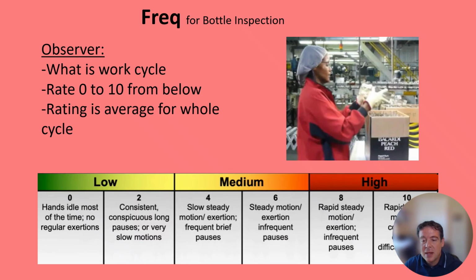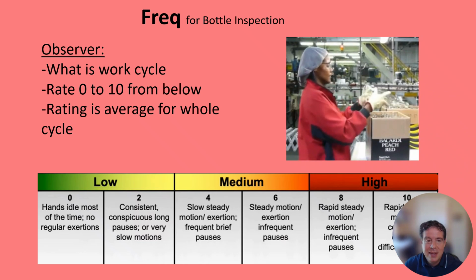I would definitely say they're able to keep up. They look relaxed. So maybe slow, steady motion, or frequent pauses, just because you could say there's a pause in between when they let it go and it goes to the next one, but it's in between. I would say a 4 and a 6 on this, so maybe a 5 for frequency. All right.